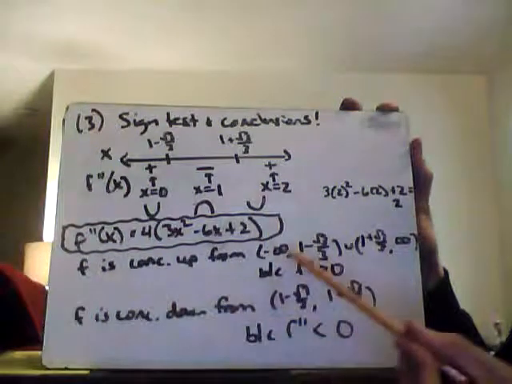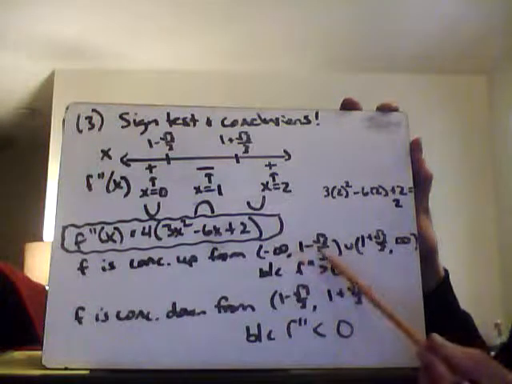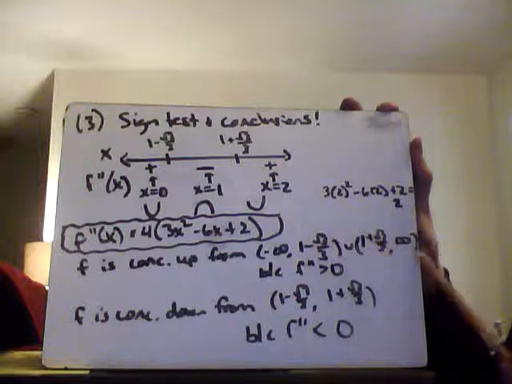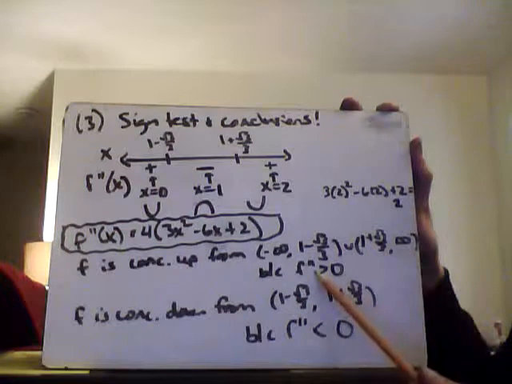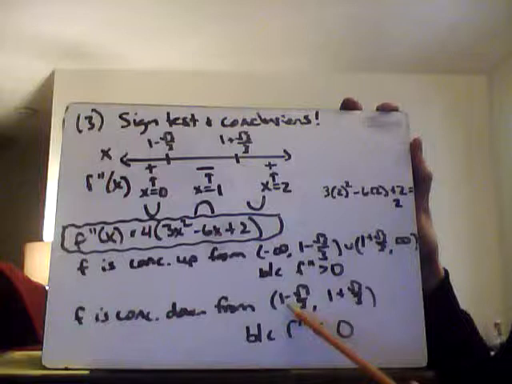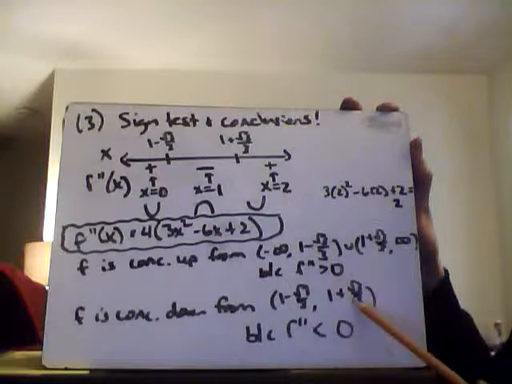Therefore, f is concave up from negative infinity to 1 minus root 3 over 3, union with 1 plus root 3 over 3 to infinity, because f double prime is bigger than 0, and f is concave down from 1 minus root 3 over 3 to 1 plus root 3 over 3 because f double prime is less than 0.